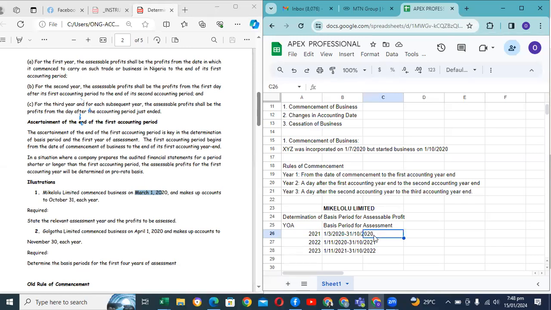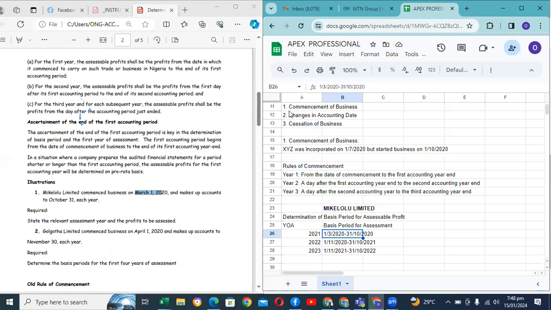And you know, we said that it is assessed to tax on preceding year basis, which simply means a year after. So we have 2021. Now it means for the following one, you start a day after October. A day after October is what? 1st of November, to the next accounting year end. And then you do a year after as the year of assessment. You do like that for the third year.